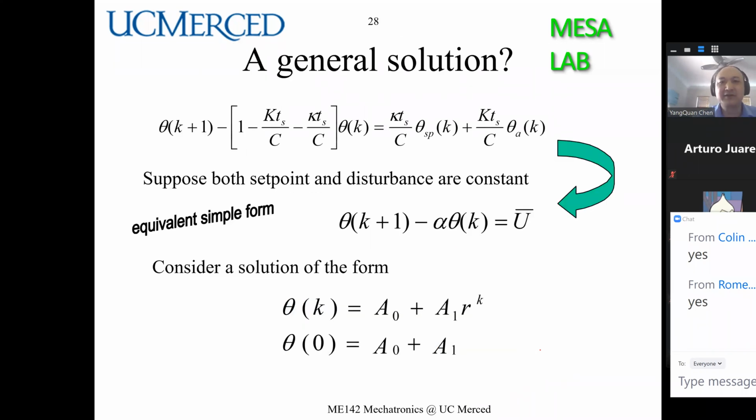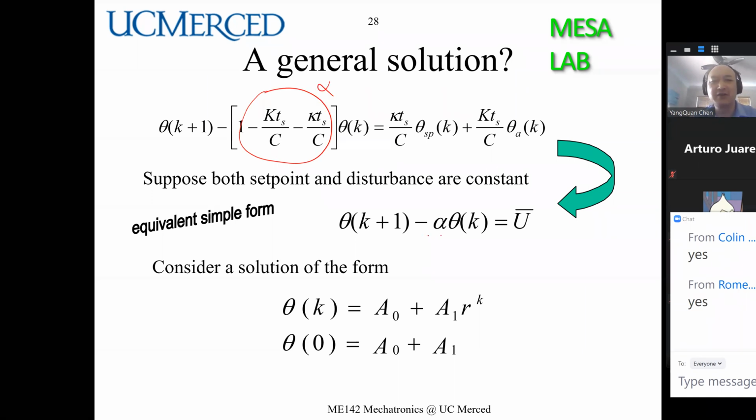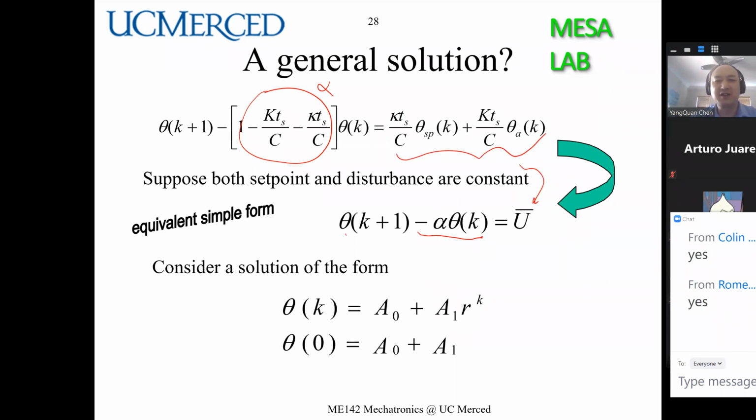Yes. But how can we get the sequence out? Suppose this is alpha, and you move this one, it is alpha here, and everything else is u bar. So this is equivalent to the simplest possible first order difference equation. So what's the general form of this one?